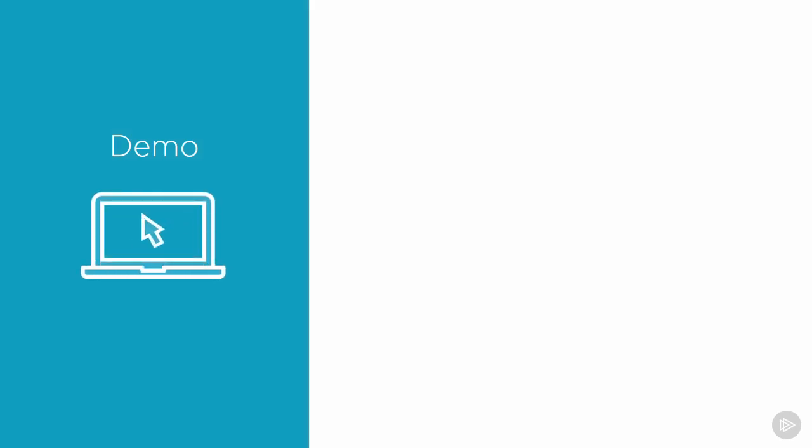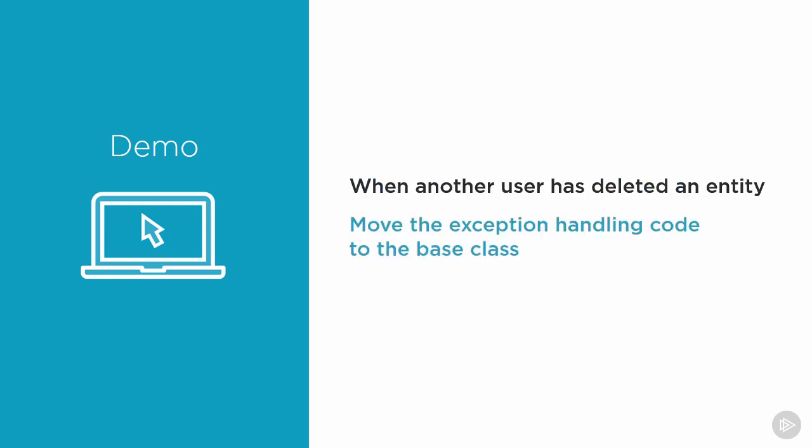In this demonstration, you learn how to handle the scenario when another user has deleted an entity that you try to save with Entity Framework. After we are done with this scenario, we try to move the exception handling code that we have written to the DetailViewModel base class. So now let's see what happens when another user has deleted an entity that you try to save.